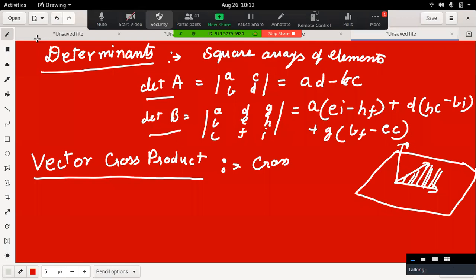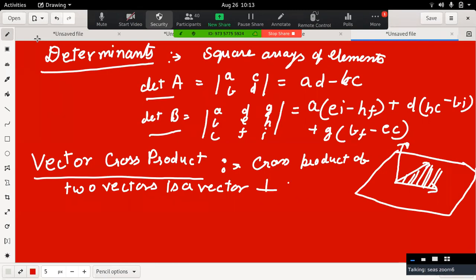So the cross product of two vectors is a vector which is perpendicular to the plane in which the two vectors lie.